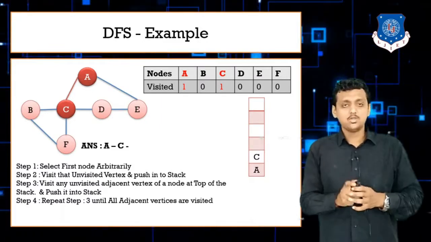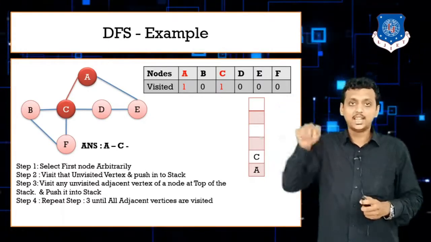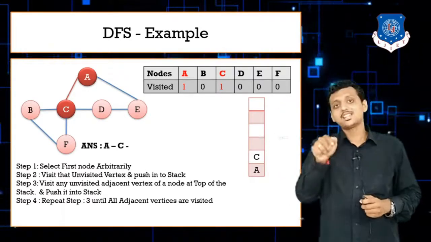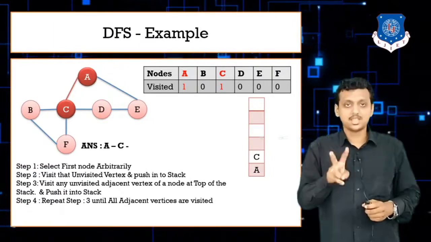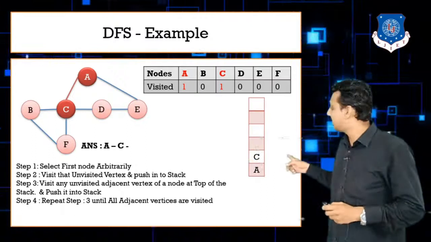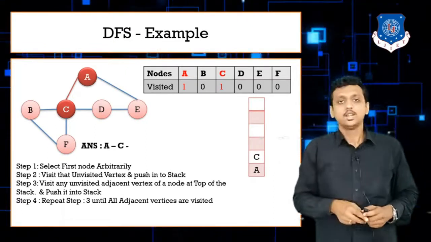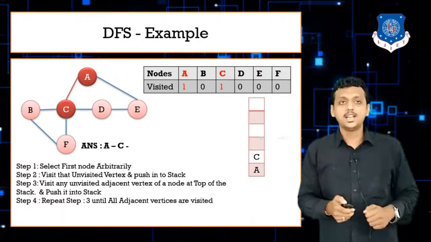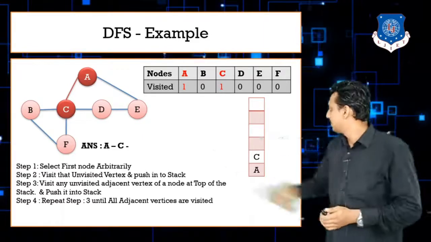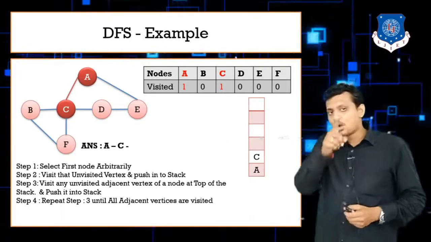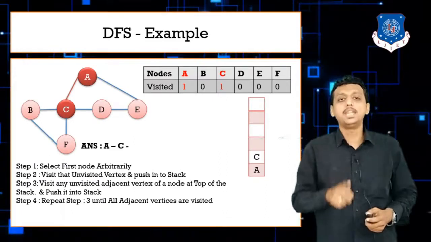Now see, this is depth first search. First you go to A, then to C. Now the next element you need to select is an adjacent of the top of the stack. On the top of the stack we have C, so you need to find the adjacent nodes of C. Here the adjacent nodes of C are B, F and D. From all three nodes we go arbitrarily with B.